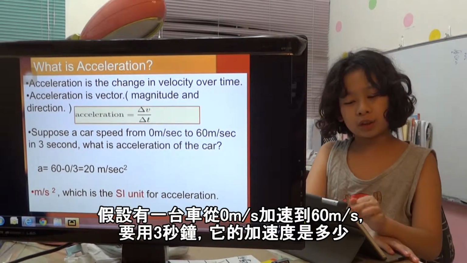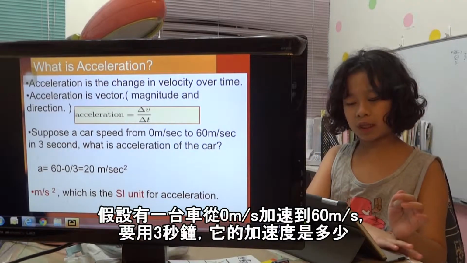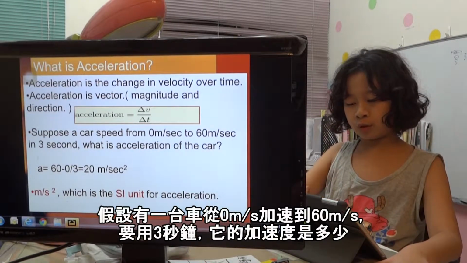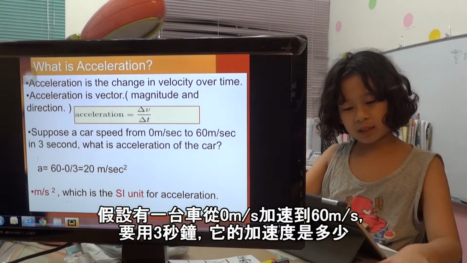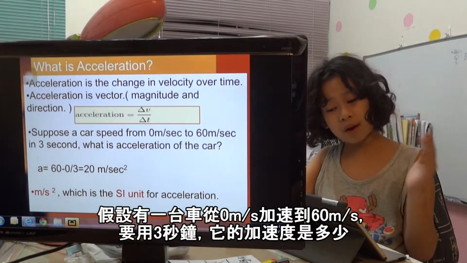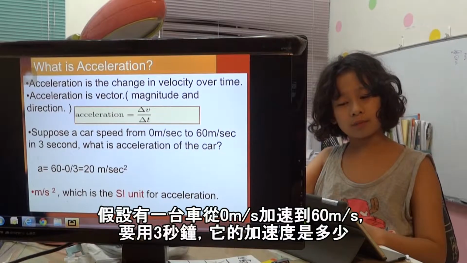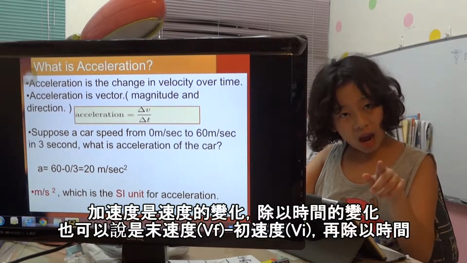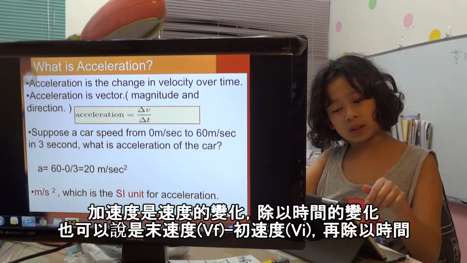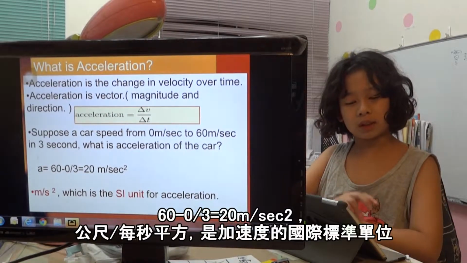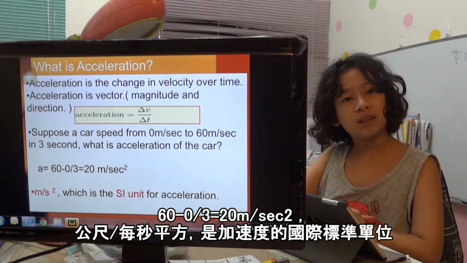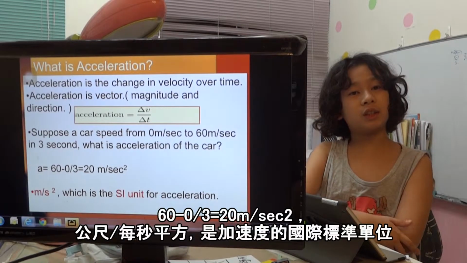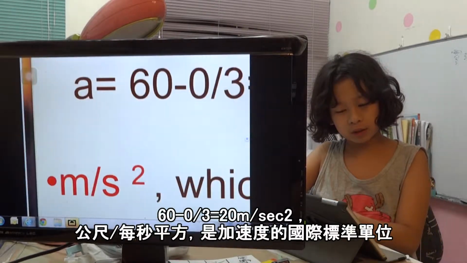Suppose a car starts from 0, it's not moving, just at rest, and then speeds up to 16 meters per second in 3 seconds, so it's very, very fast. What is the acceleration of the car? Acceleration is equal to VF minus VI over the time, t. So 16 minus 0 is 16, over 3 seconds. What is meter per second squared? It's just a unit, the SI unit: meter per second squared.